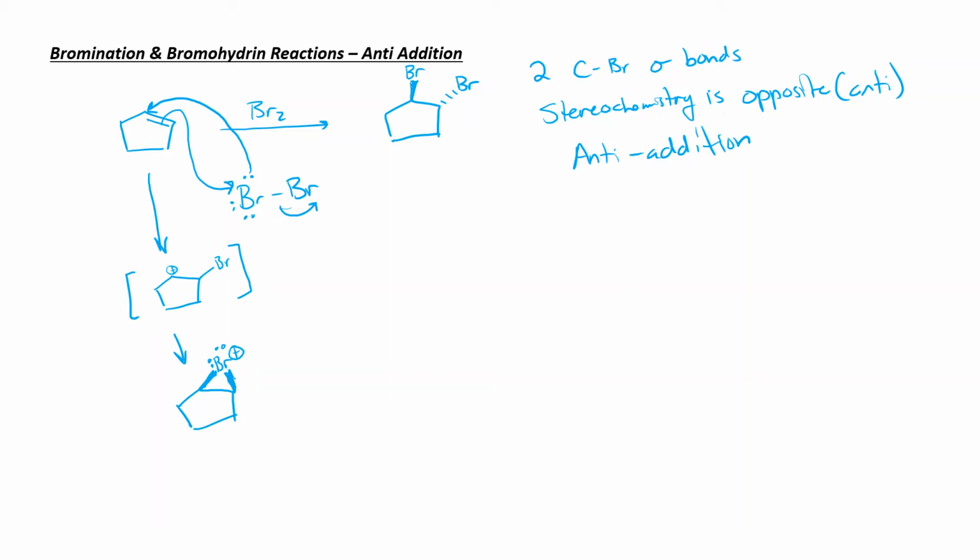Now notice that I've drawn the stereochemistry here because it's a 3-membered ring, these two have to both be wedged or both be dashed. You could also draw dashed bonds if you so choose. That is also correct. You could draw them both forward or you could draw them both back. It doesn't matter as long as you do that. This positive bromine is called a bromonium ion.